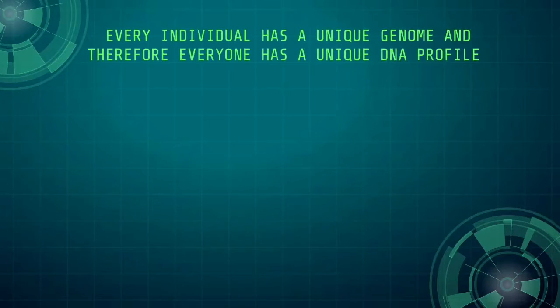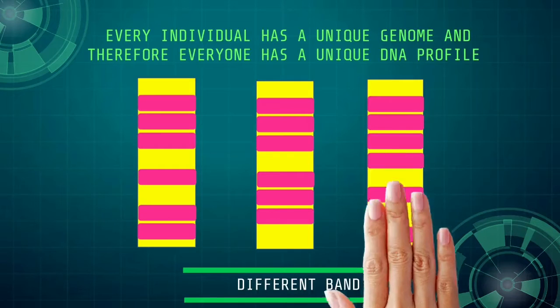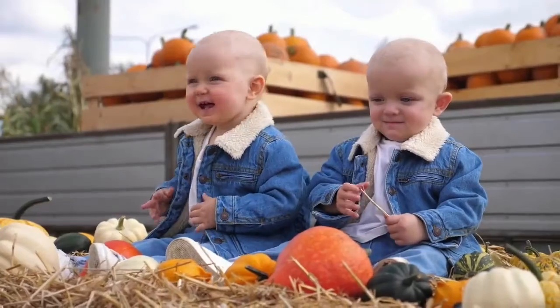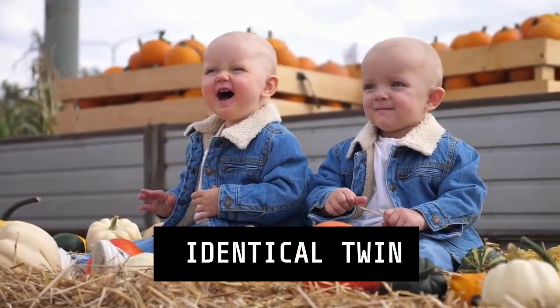Every individual and organism has a unique genome, and therefore everyone has their own unique DNA profile. Each individual has a different DNA band. The only exception is identical twins, who have identical DNA bands.